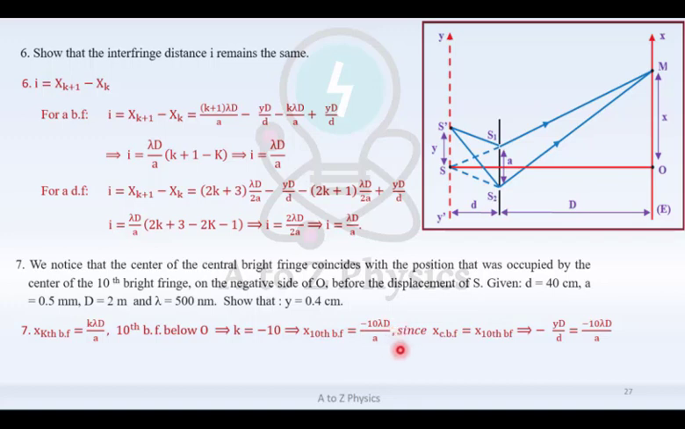D over a. Now, since x of the new central bright fringe is equal to the x of the kth bright fringe before displacing the source, we replace the values. We will obtain minus y large D over small d equals minus 10 lambda D over a, which implies y equals 10 lambda small d over a. We replace the values and we obtain that y equals 0.4 centimeter.